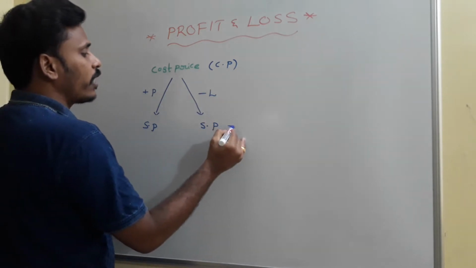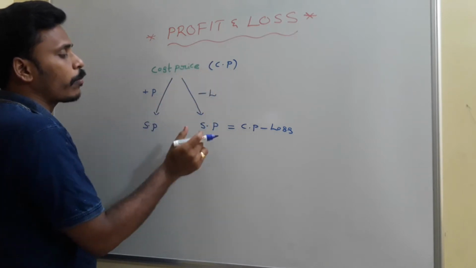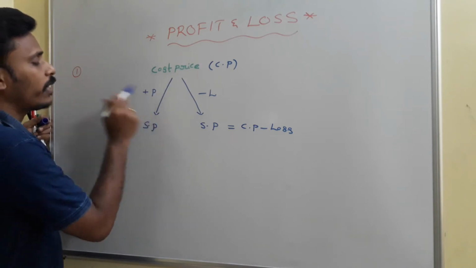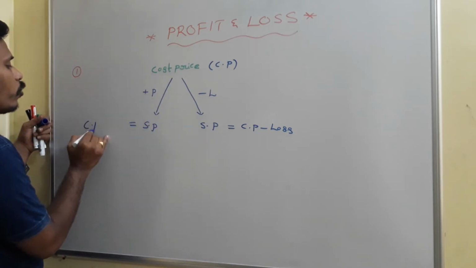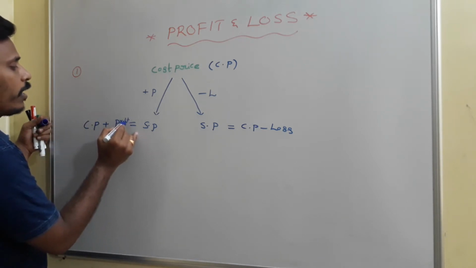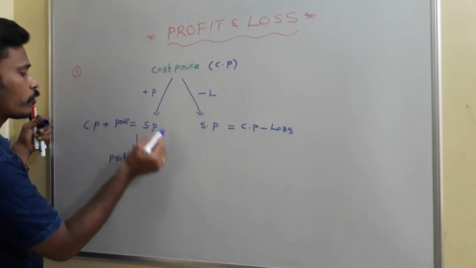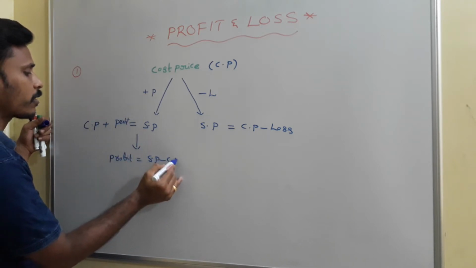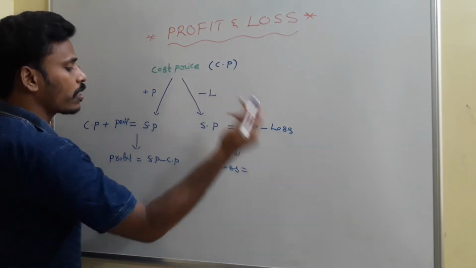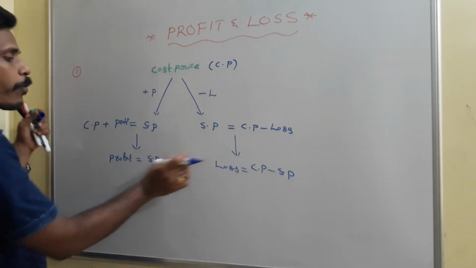So in this case, selling price is equal to cost price minus loss. If I subtract some amount, we call it loss. If I add some amount and then sell, that amount is called the profit. So selling price is equal to cost price plus profit. From there, profit is equal to selling price minus cost price. And loss is equal to cost price minus selling price. So at the end, this is the profit and that is the loss.